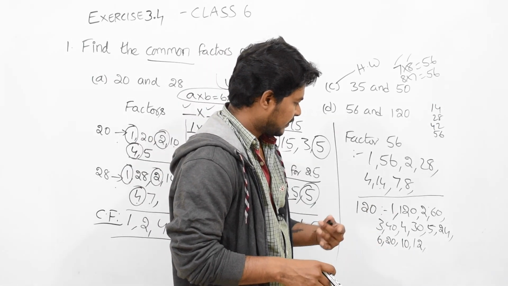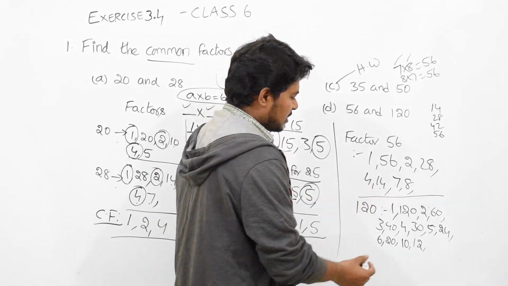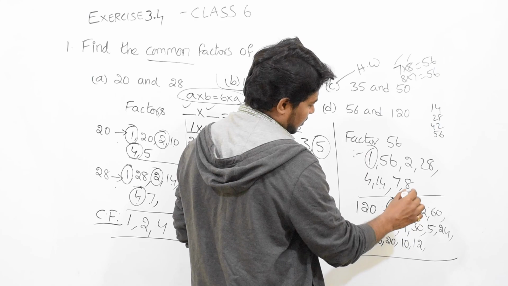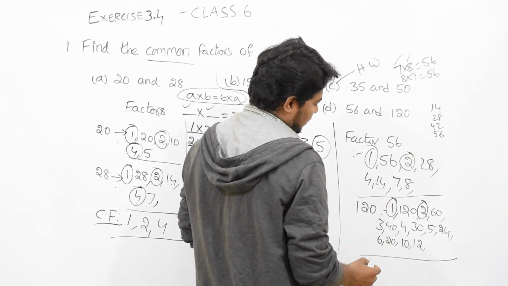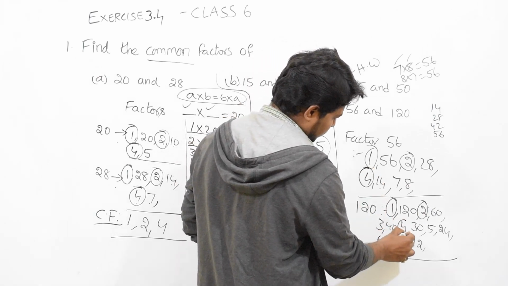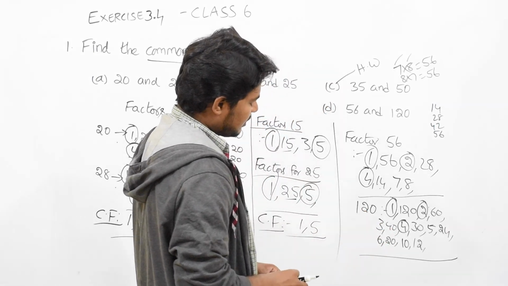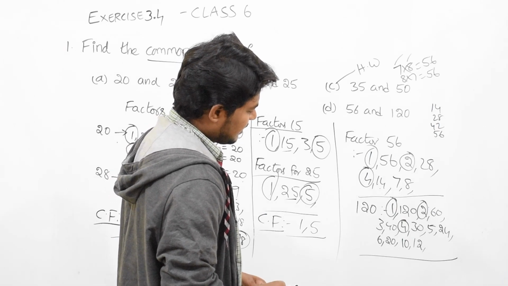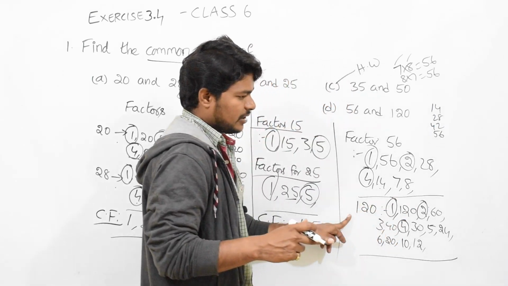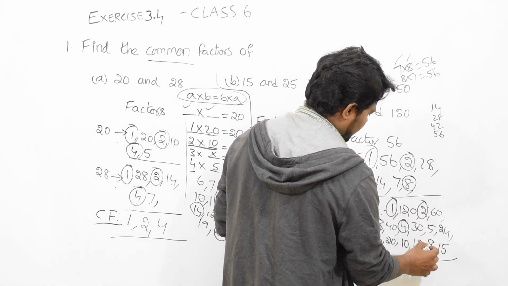Then 13 will not come, 14, 15, 16, 17, 18, 19, in any table it will not come apart from this. So in this, just identify what the common factors are. So 1 is a common factor, then 56 is not there, 2 is a common factor, then 28 is not here, 4 is a common factor, then 14 is not there. 8, with 8 we get 120. How? 8 tens are 80 plus 40, so 8 into 15. So 8 will also be a factor.